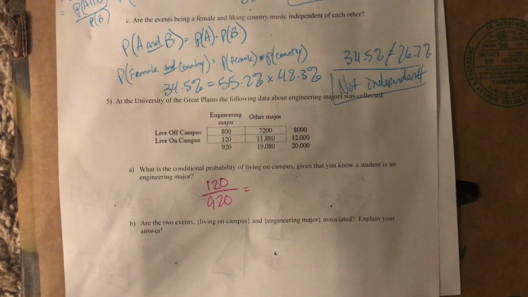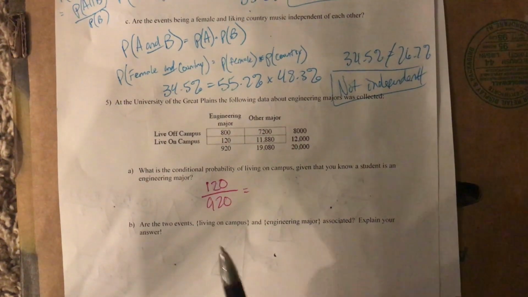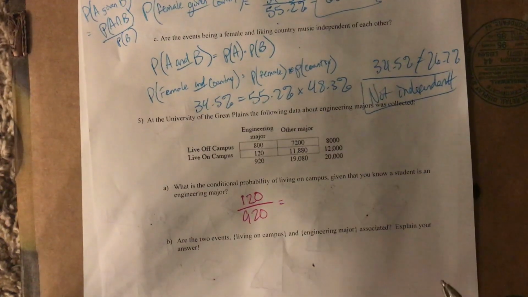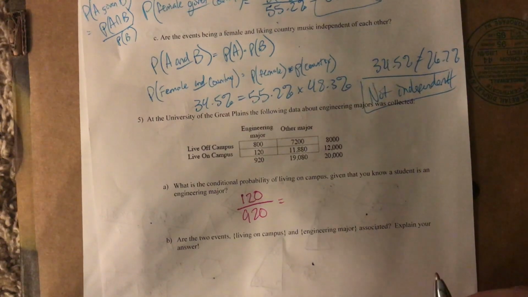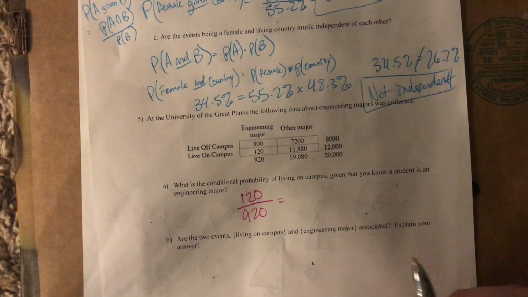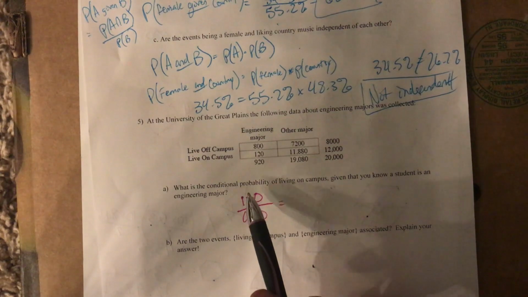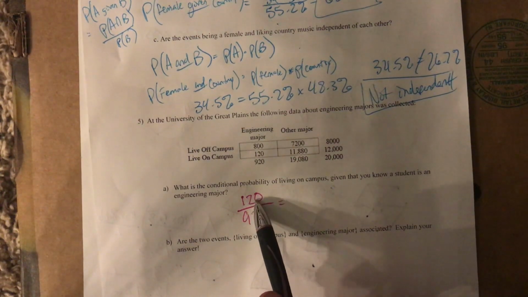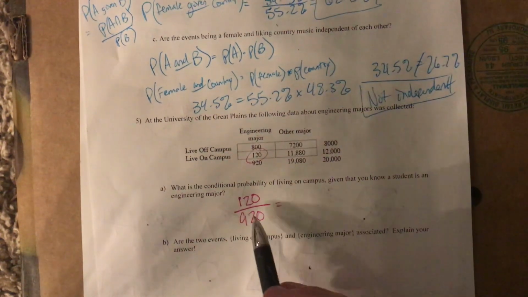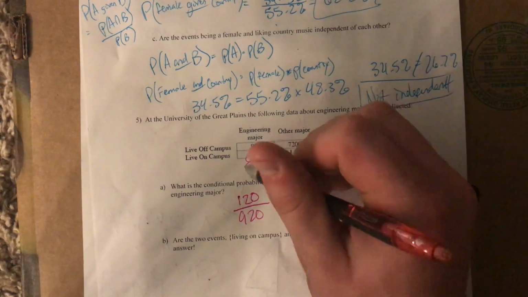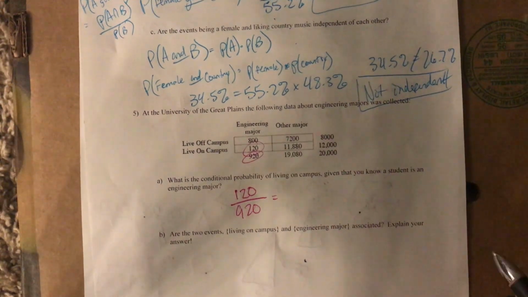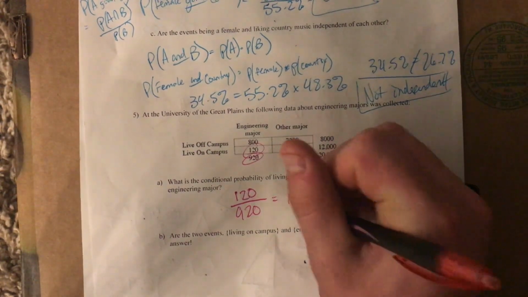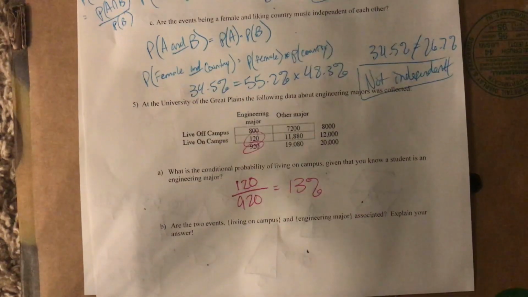So this is a little bit more simple of a way to do this, but this is really the same idea as what we did up here with the percentages. But now we're just using totals. Just wanted to show you a couple different ways that you can do this. So again, living on campus and being an engineering major, that 120, and just an engineering major. I'm taking this 120 divided by the 920, gives us about 13%.